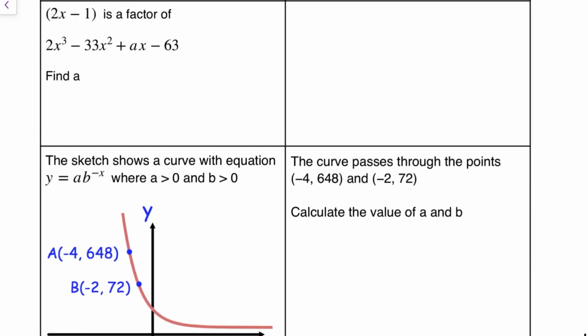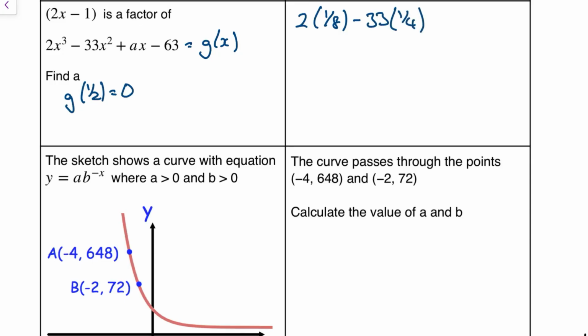So slightly reversed on the ones we've had recently. Now it's telling us that something is a factor and we need to find a value. Let's just be different. Let's call this g of x. So I know, well, if 2x minus 1 is a factor, it means that g of a half must equal 0. Let's write it up over here. So that's going to be 2 times a half cubed, which is an eighth, minus 33 times a half squared, which is a quarter, plus a times a half minus 63 is equal to 0 because it is a root. In other words, a half is a root, so it must give me 0. Right, not brilliant numbers, but let's do it anyway.